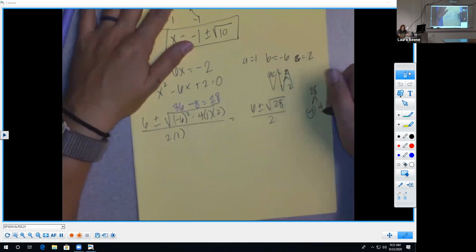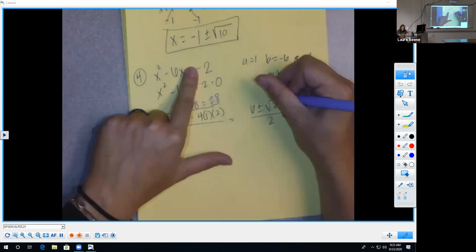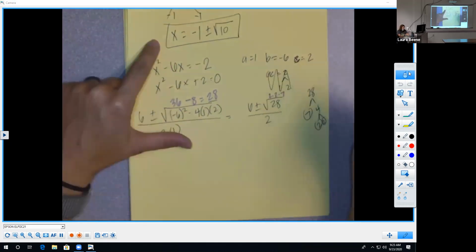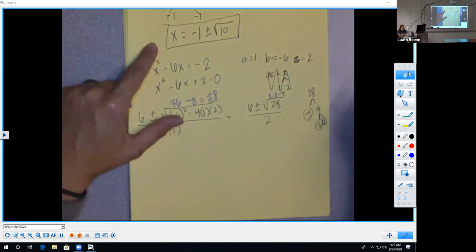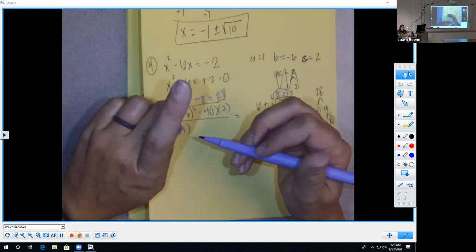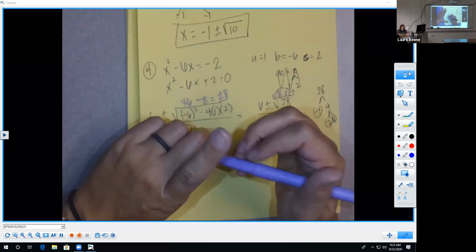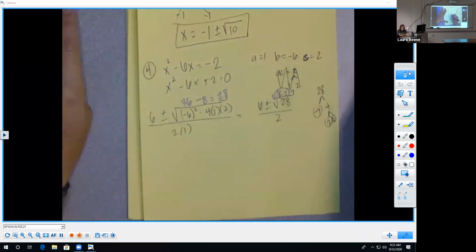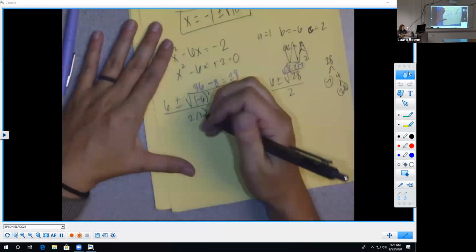7 and 4. 4 is 2 and 2. So this is like 2 times 2 times 7. Do we have any pairs to take out? A pair of 2s is going to come on the outside. So I get 6 plus or minus 2 times the square root of 7, divided by 2.